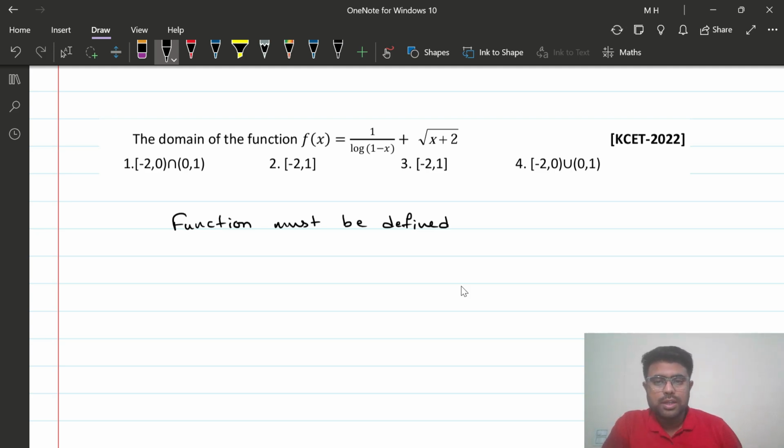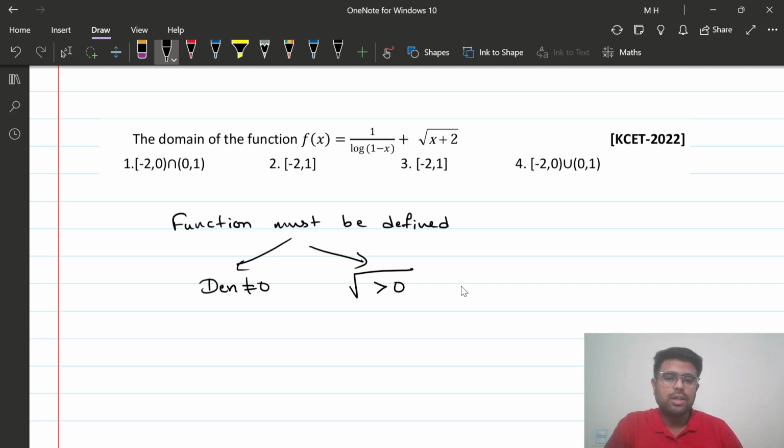For the function to be defined, we will get only two cases in this entire chapter. The first one is the denominator should not be equal to 0, and under the square root we should get only positive numbers. There should not be any negative numbers. We can even get 0 under the root, but we cannot get any negative numbers. These are the only two conditions. The third condition: if there is a logarithm, then under the logarithm I should get only positive numbers, not even zeros or negative numbers.